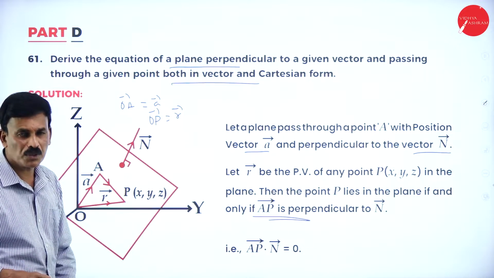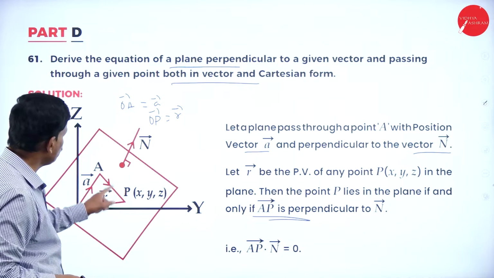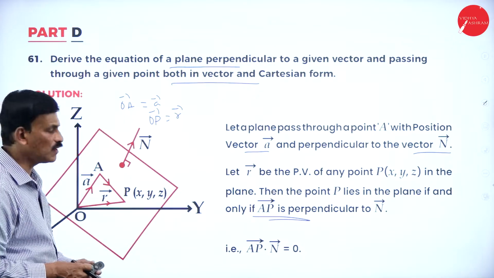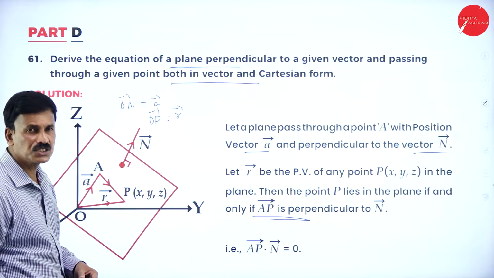What is the condition for perpendicularity? A dot B is equal to 0. That means vector AP dot n is equal to 0. Therefore, vector AP dot n is equal to 0. This is the condition. Very simple.